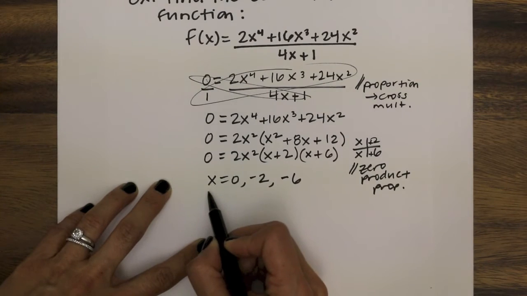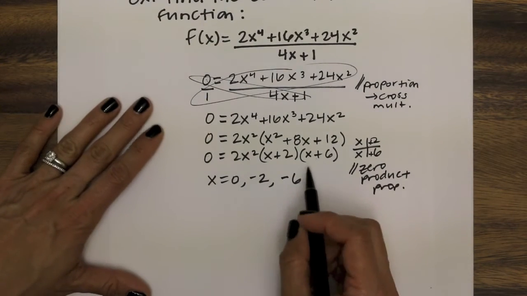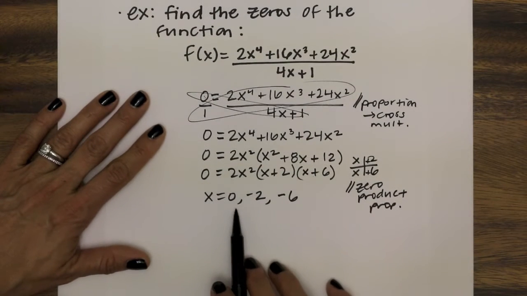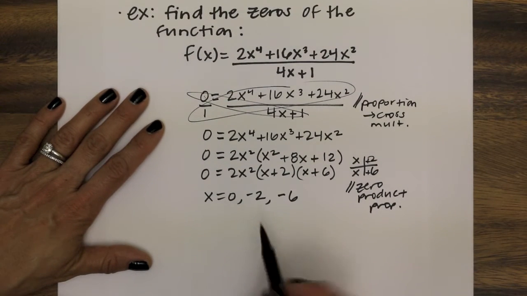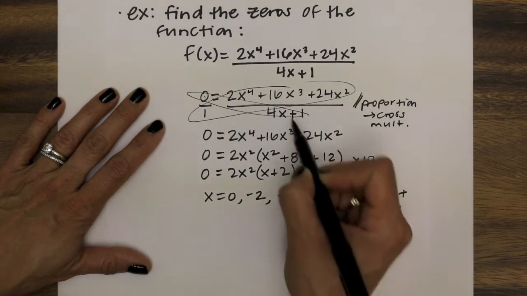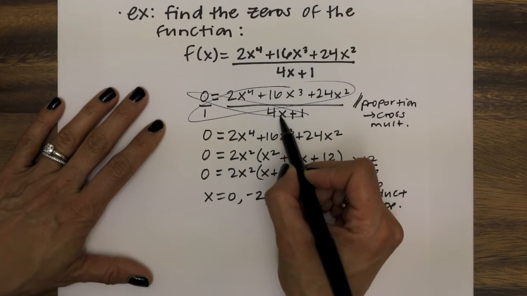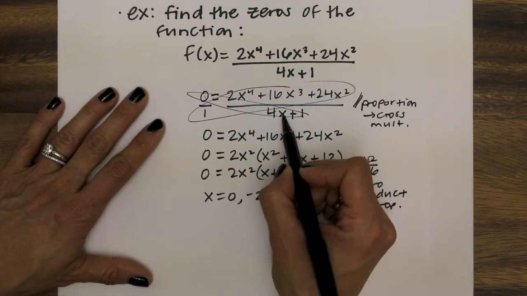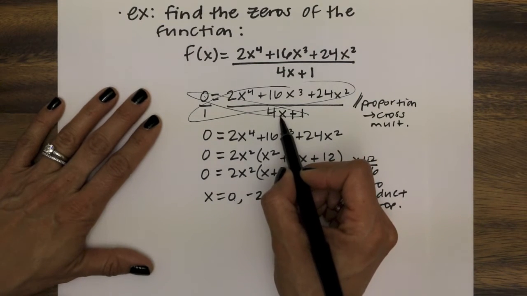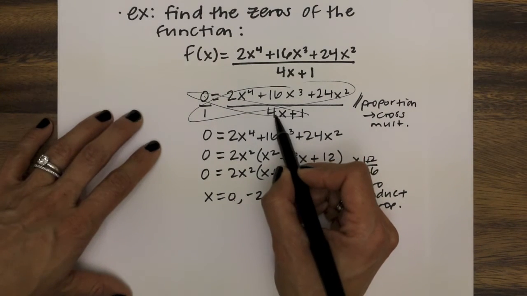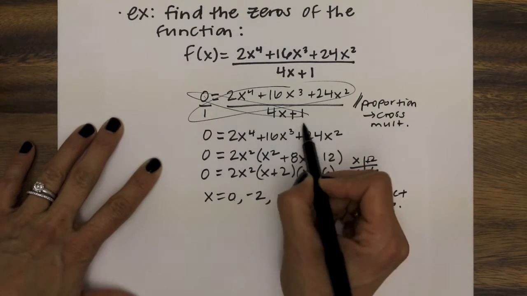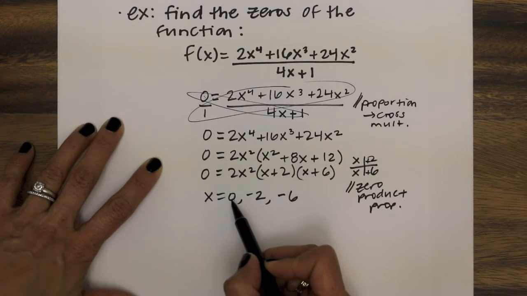Anytime you get answers to an equation that was a rational equation, you want to do a quick check to make sure none of these values, when you plug back into the original equation, will make 0 in the denominator. So if we take 0 and plug it into the original problem, 4 times 0 is 0, plus 1 is just 1, so we're okay. The entire denominator doesn't become 0 when you plug in this value.